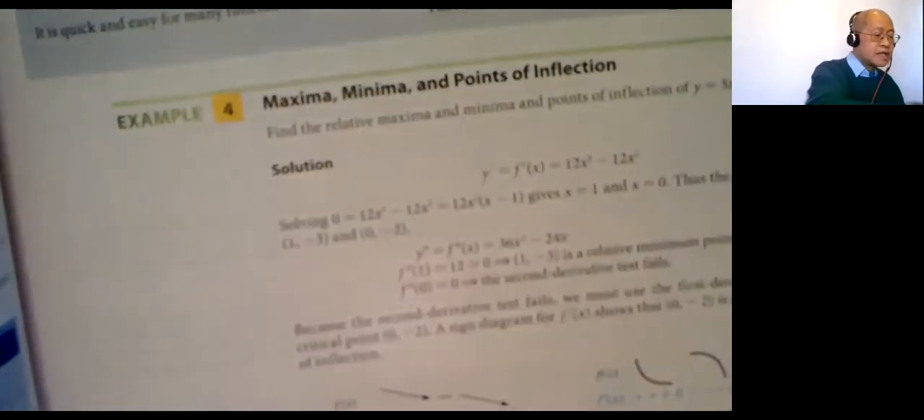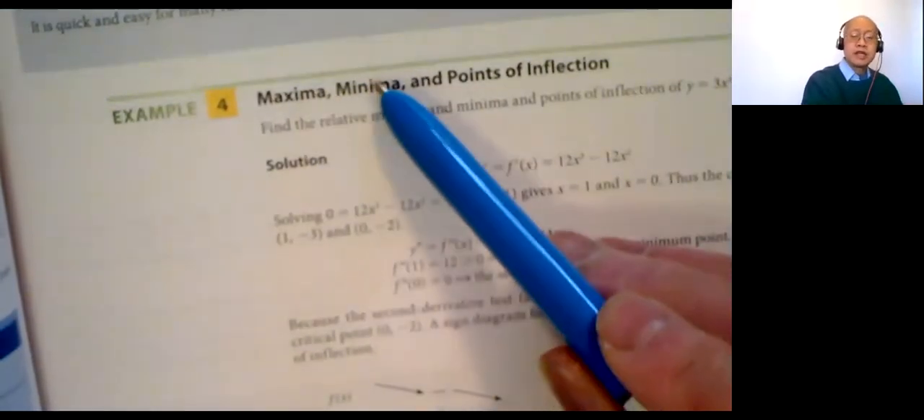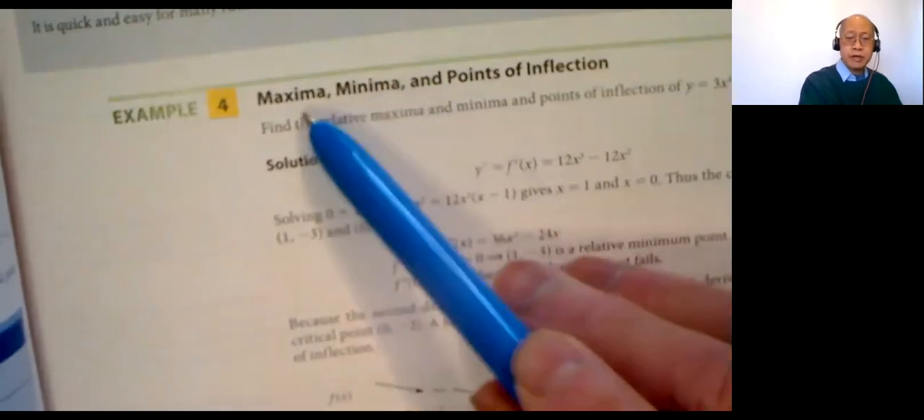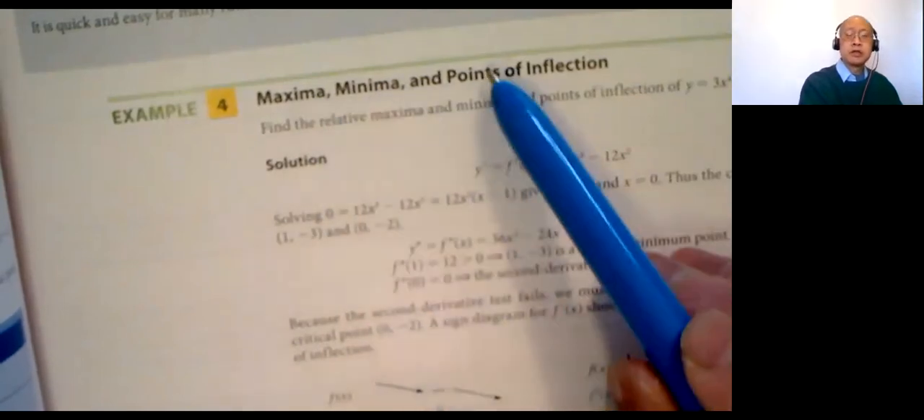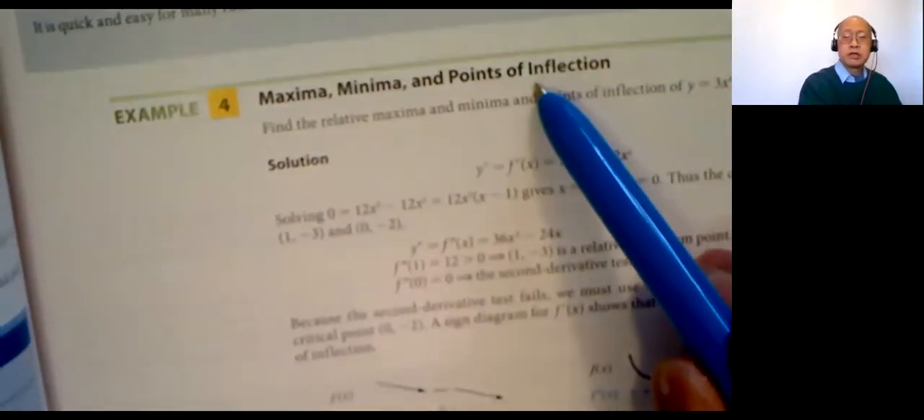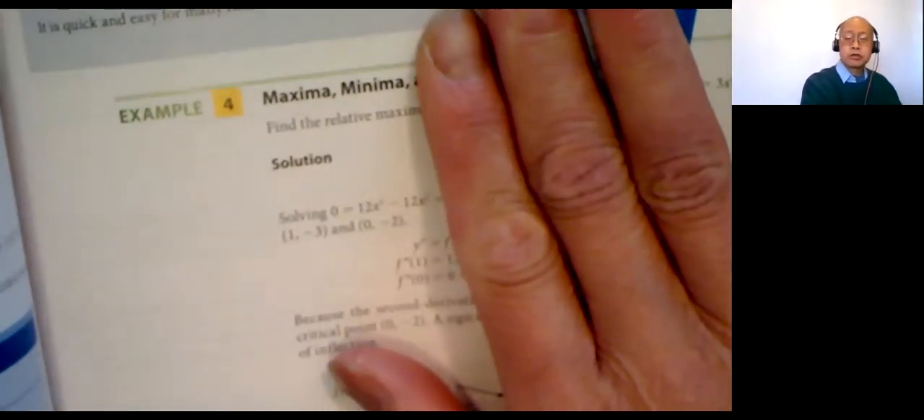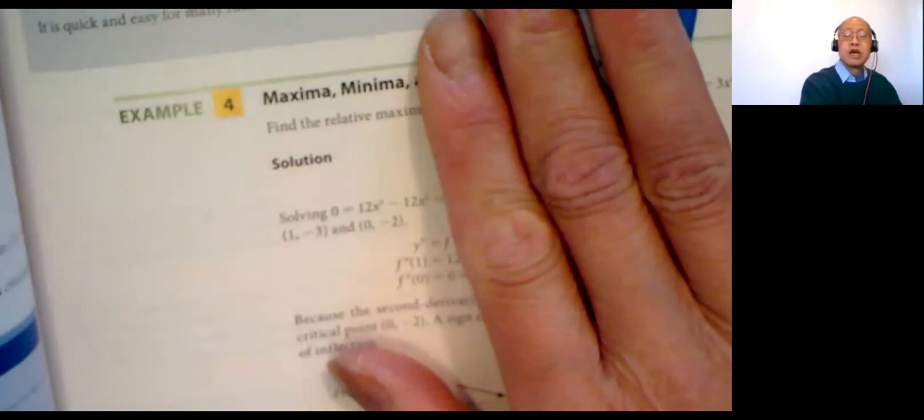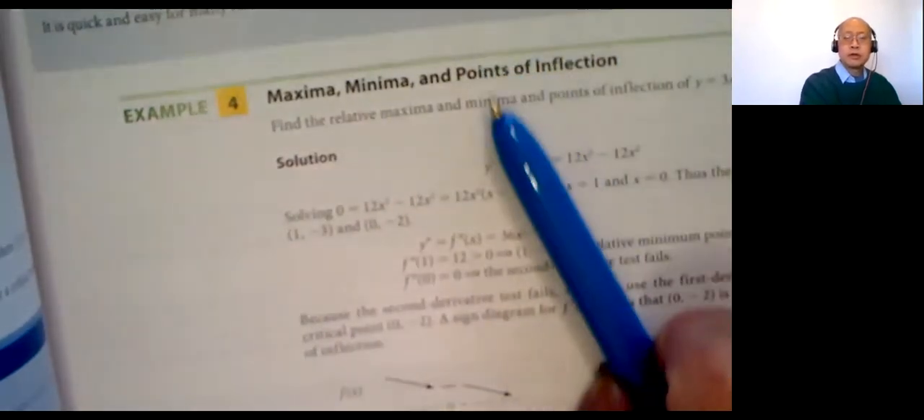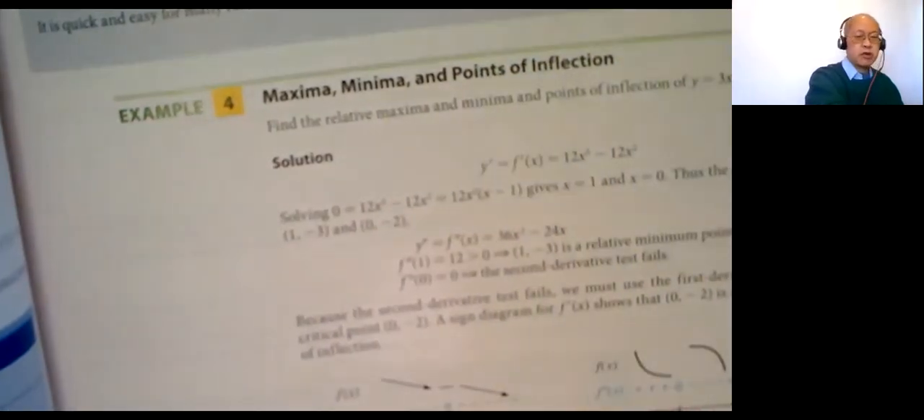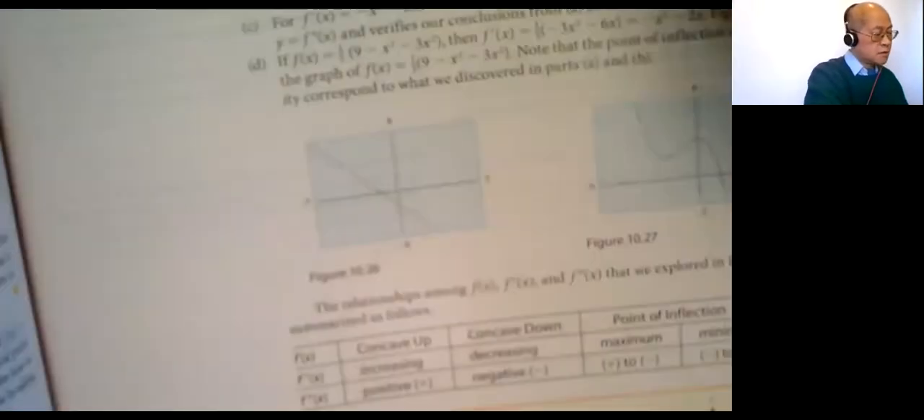We did this last time. Your quiz today will be just this. But the new stuff that we're going to analyze is points of inflection. Now maxima and minima were from the first derivative. We have to take the second derivative to get points of inflection. And I'll be showing you how to do that now. All right, without further ado, here we go.